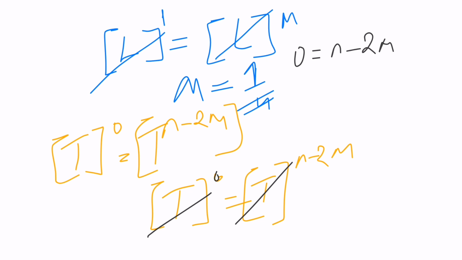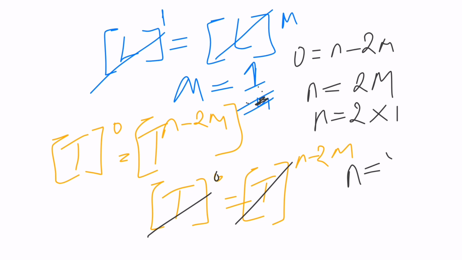So now we want to find n. What should we do? n is equal to, m will go to this side, so it will be 2m. Now remember, m we have calculated is what? It is 1. So we do n is equal to 2 times 1. So our n is equal to 2. So that is easy and simple.